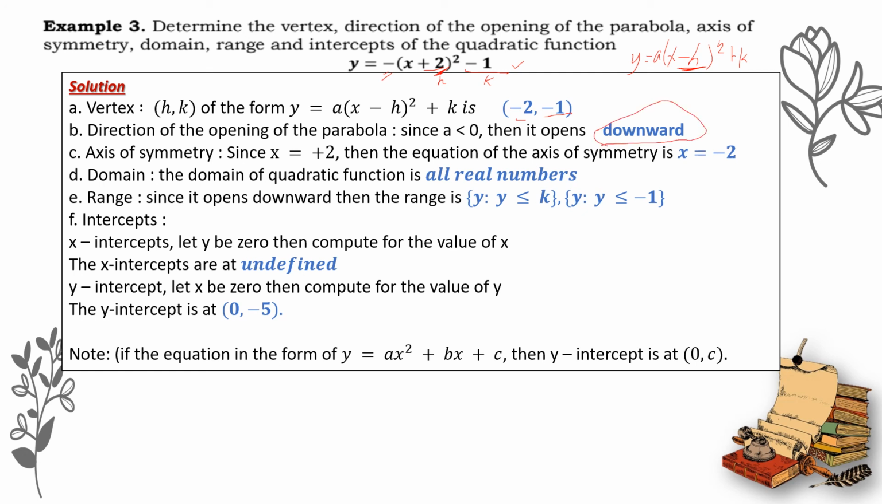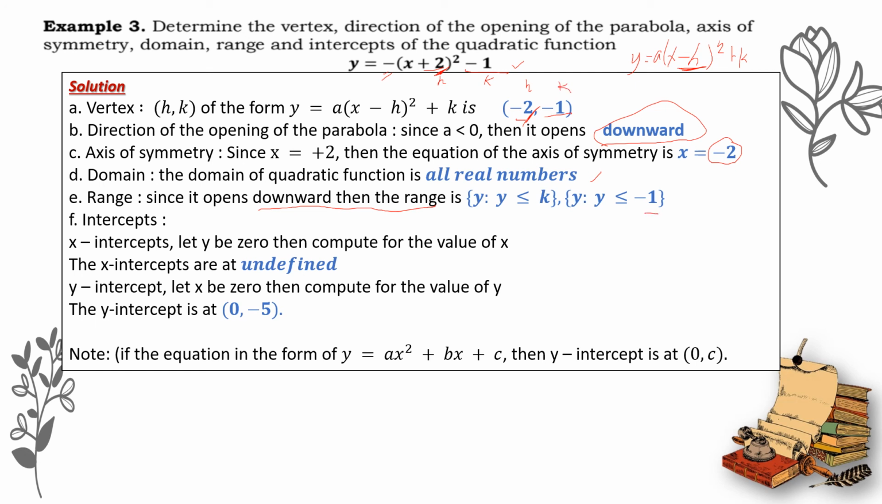And then, axis of symmetry. Ano po ang axis of symmetry po natin dito? Since x is equal to positive 2, ito po, then the equation of the axis of symmetry is equal to negative 2. Ito po, negative 2. Yun yung h natin, di ba? Okay, so the domain of the quadratic function, all real numbers. Same lang din. Range, since it opens downward ulit, kasi negative yung a po natin, ang range po natin ay y such that y is less than or equal to k. So, y such that y is less than or equal to negative 1. Ito po ang k po natin.